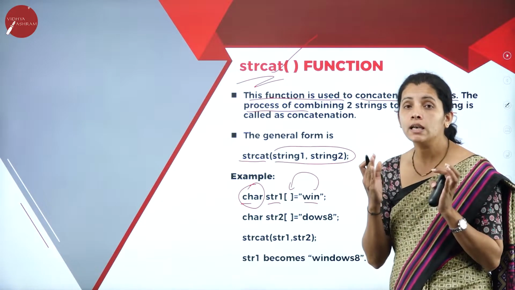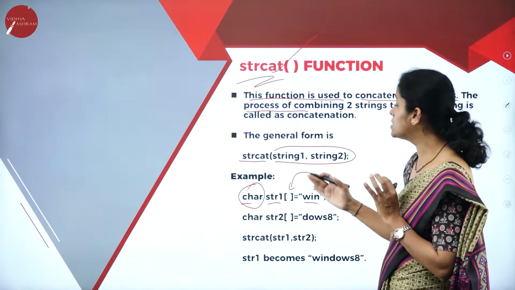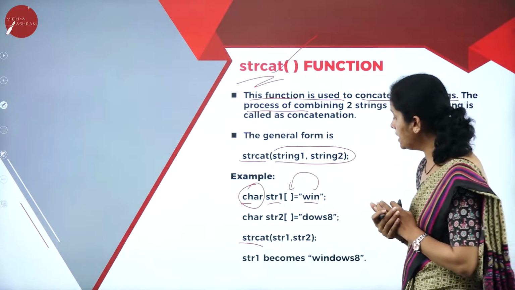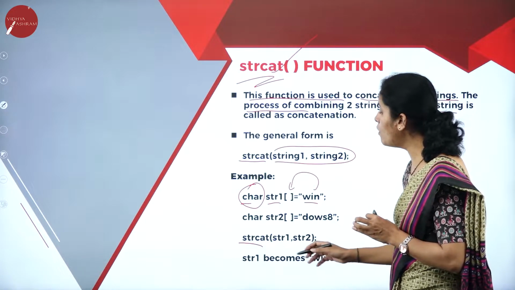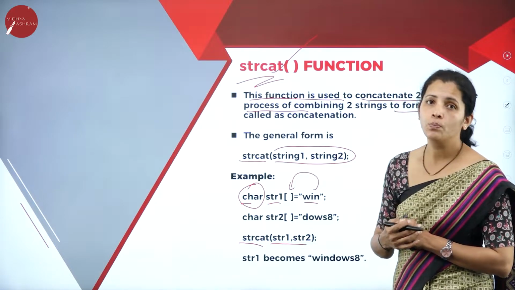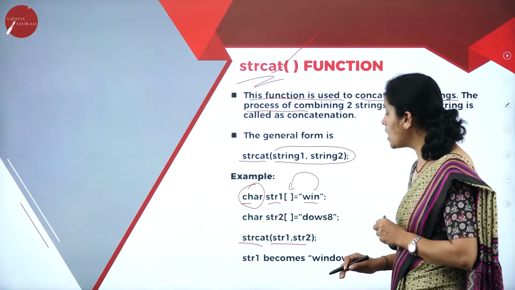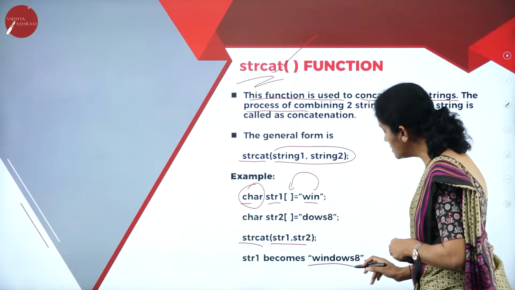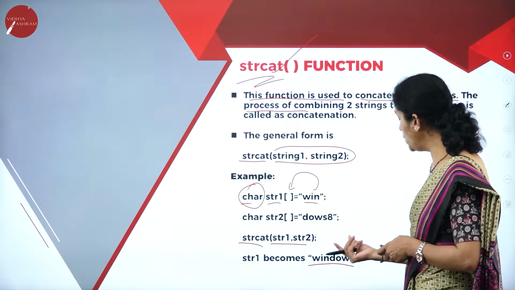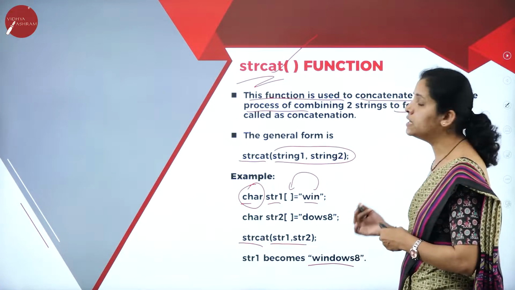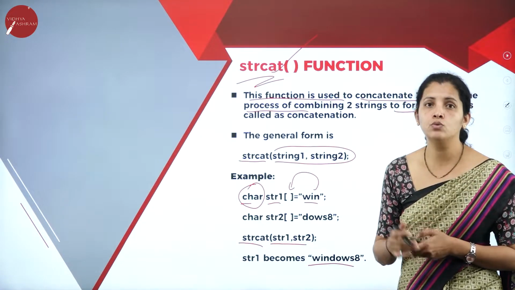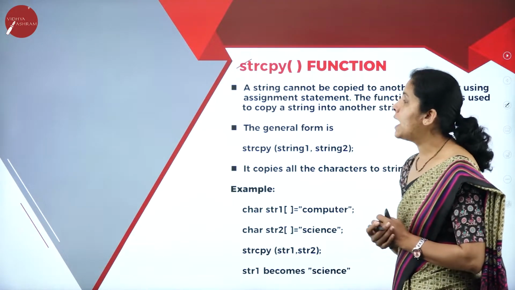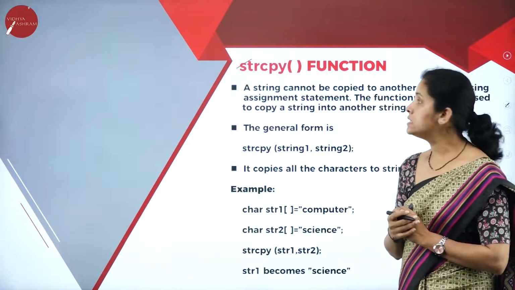Now I want to club or combine these two strings. When I call string concatenate function by passing two variables, that is str1 and str2, I'm going to get the output Windows 8. So here it's mainly used to club two strings to form one single string. Now I'm going to have string copy. So what is string copy?